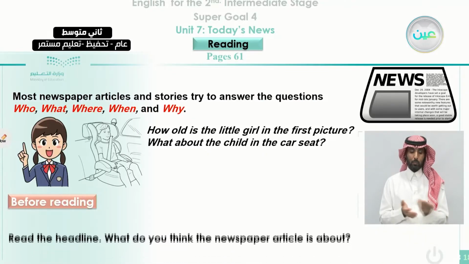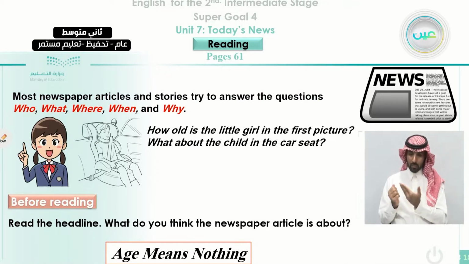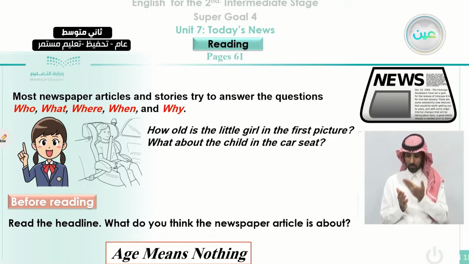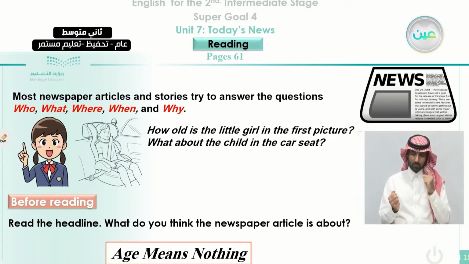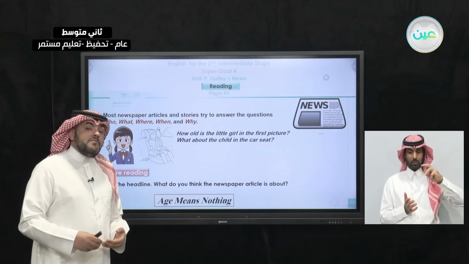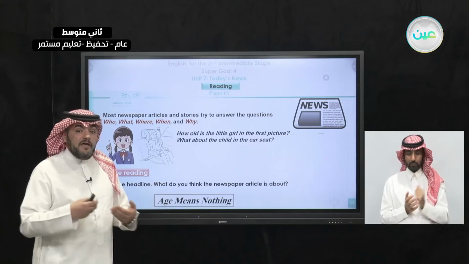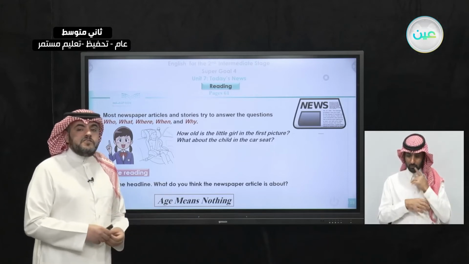Okay, before we read, we have to also make a headline. What do you think the newspaper article is about? What is the headline of this article? Age means nothing. Before you read the article, what is the meaning of the title here, or we call it the heading? Age means nothing. That means no limits for anything you can do with your age. You can do things that are older than your age. So you have to think carefully and behave well in certain situations.